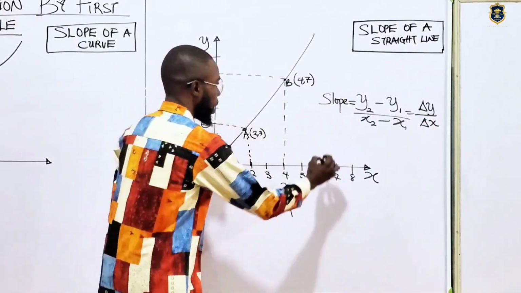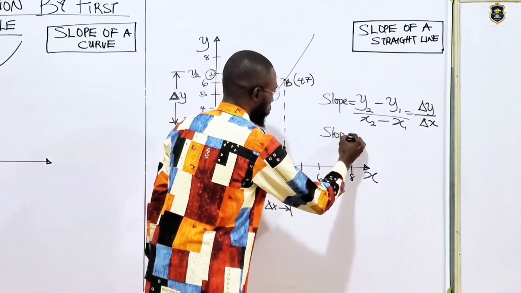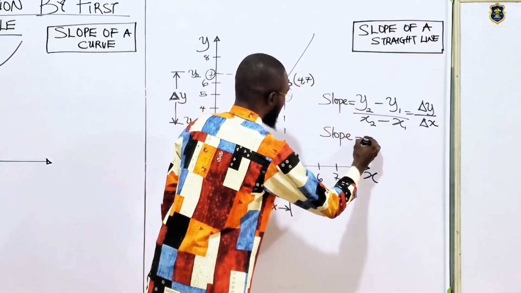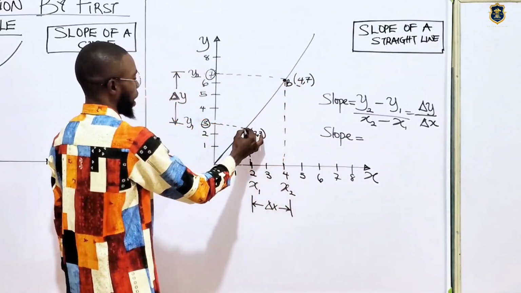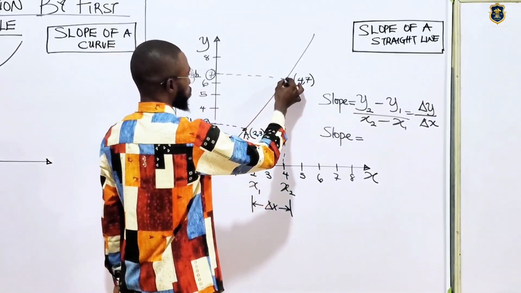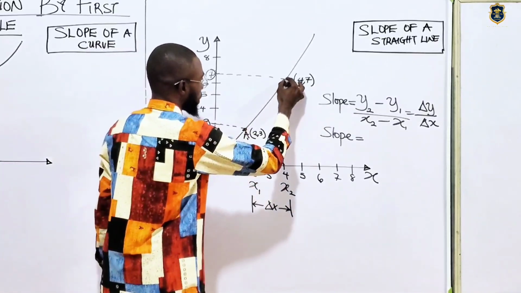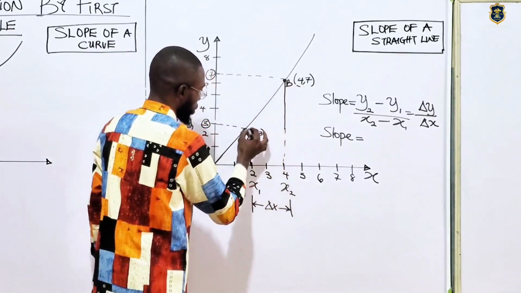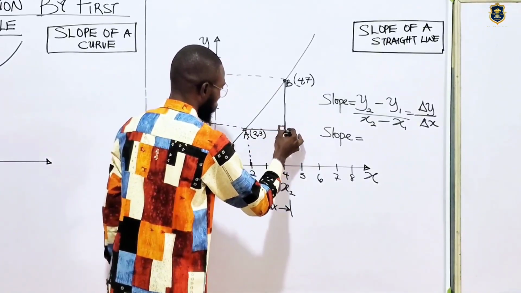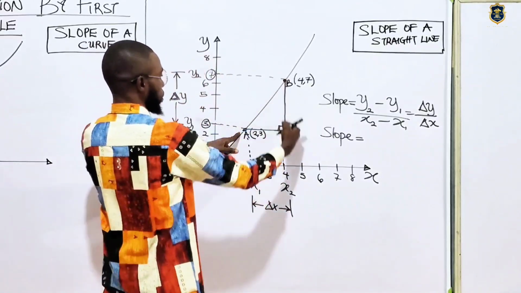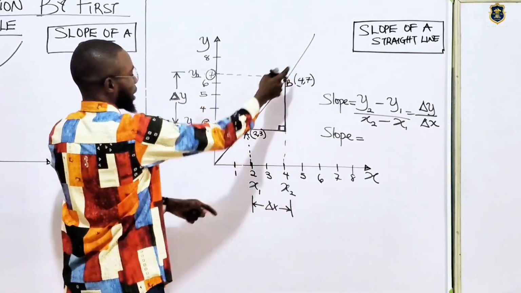That's what it means. So our slope for a straight line is simply y2 minus y1 over x2 minus x1. So our slope will take this form, from here to here becomes our slope. A right angle triangle. Are you getting it now? This becomes our slope. This line. Are you getting it?